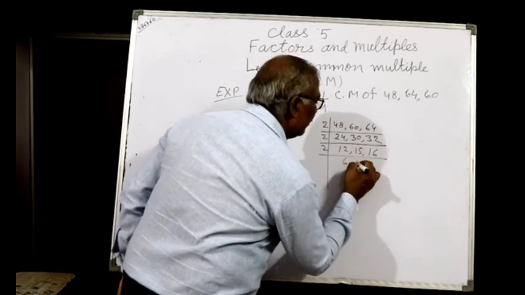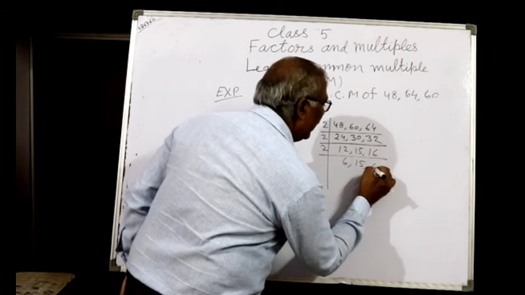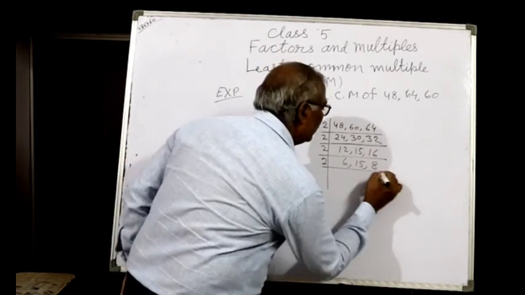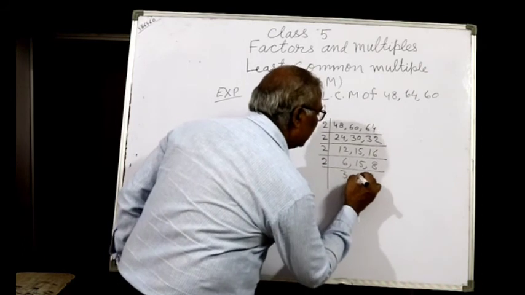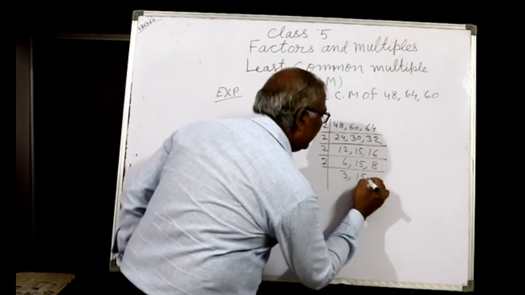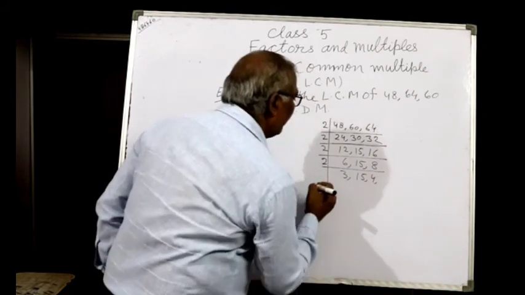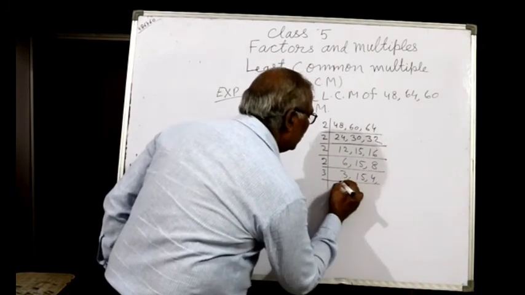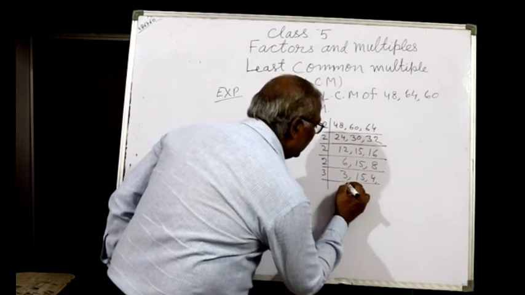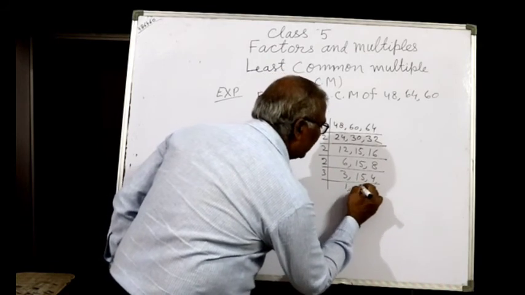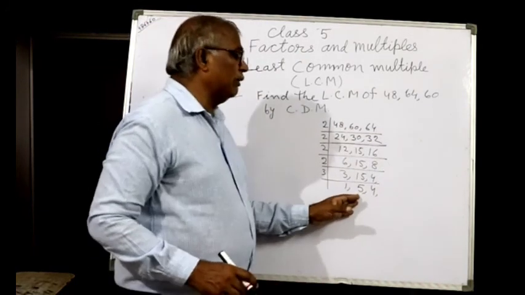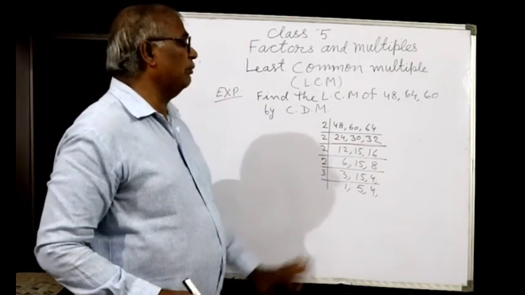Again divide by 2. 6, 15 and 8. Again divide by 2. 2 3s are 6, 15 and 4. Now we will divide by 3, not 2. 3 1s are 3, 3 5s are 15, 4. 5 is divisible by 5 and 4 is divisible by 4.